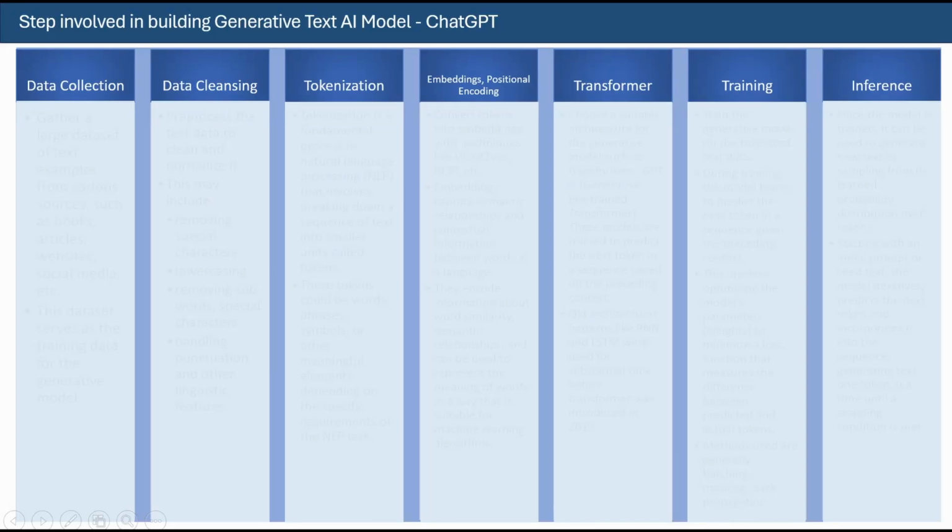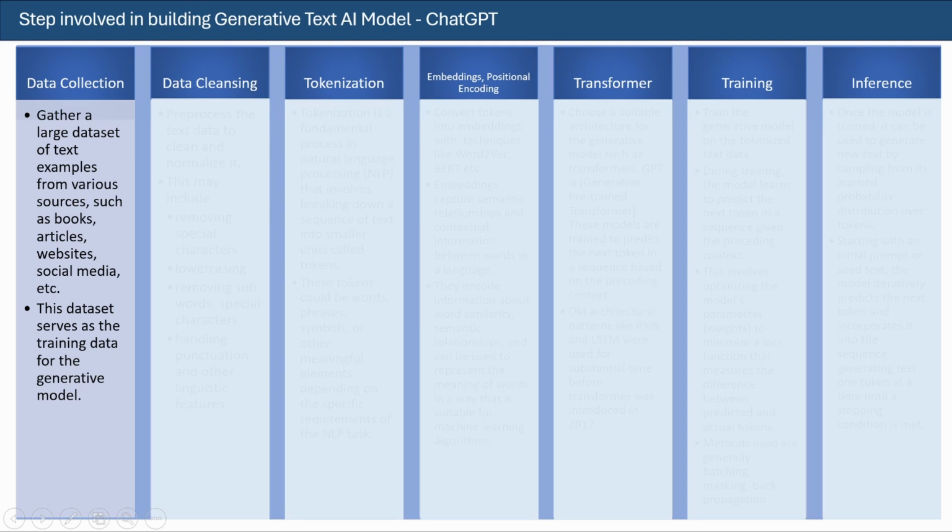Now let's understand the step-by-step process behind building a generative text AI model like ChatGPT. We'll go through this slowly and make each step easy to understand. Step 1. Data collection. Everything starts with data collection.